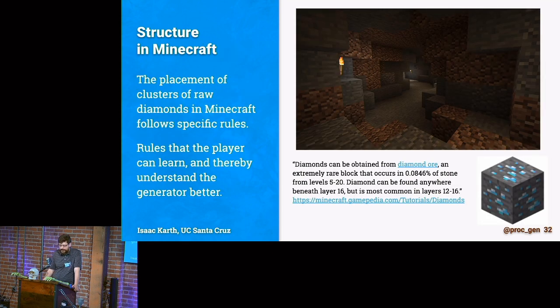Another example I really like is the way that diamonds are placed in Minecraft, because they follow very specific rules. They're always found in clusters, they're always found at particular depths. And so the player can learn those rules, and though they can't tell where exactly any particular diamond is going to be found, they can generalize and say, well, I have to dig down this far and have a pickaxe that can reliably take me there, and get this feel for what the generator is doing indirectly.